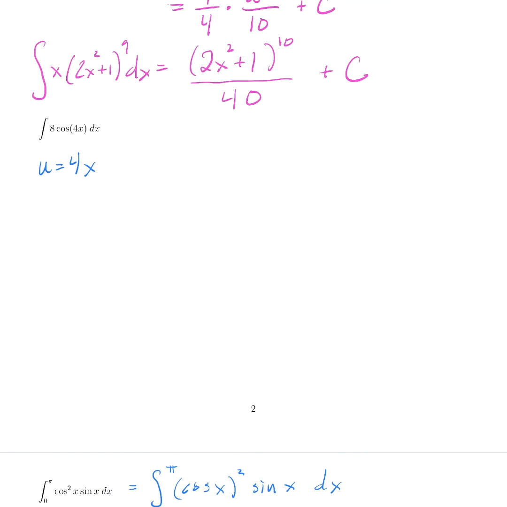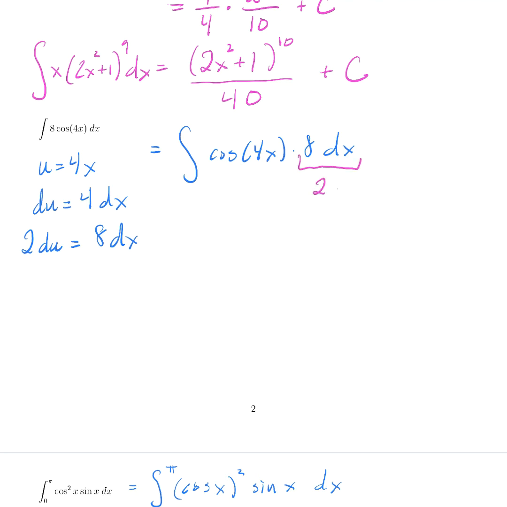So du, well, the derivative of 4x is 4. It's 4 dx. So now I look up into my integral and I have an 8 dx. I see an 8 dx, so I need to multiply by 2 this time. So 2 du is 8 dx. And so we could think about rewriting this if we want as cosine of 4x times 8 dx. We just saw that this term, 8 dx, I can replace that with 2 du, and 4x gets replaced with u.